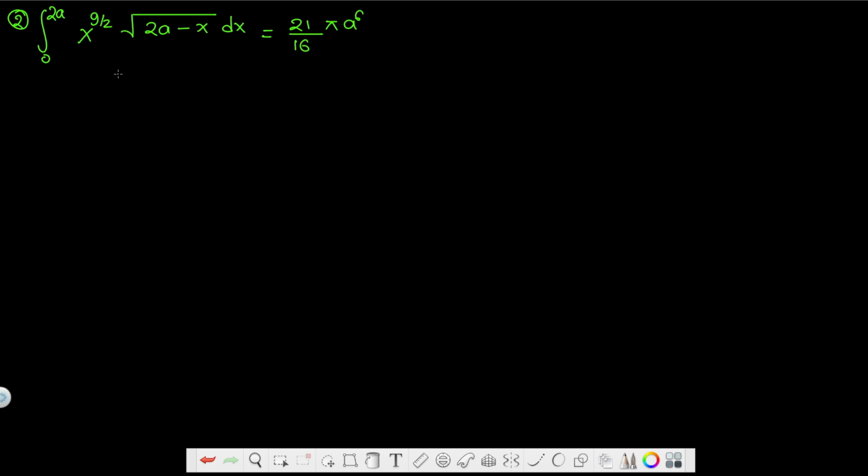So next we have to show that this integral here equals 21 over 16 pi a to the power 6. Let's move on to the solution. Put x equals 2a sine square theta. In the previous question we had x square in the square root, so we wrote x equals sine theta. But now notice that we don't have x square, we only have x, so we will use sine square theta.